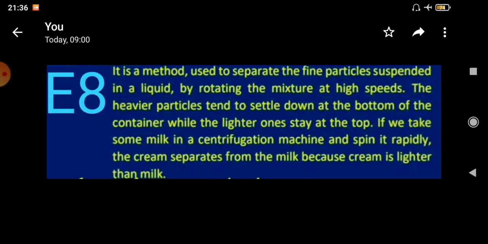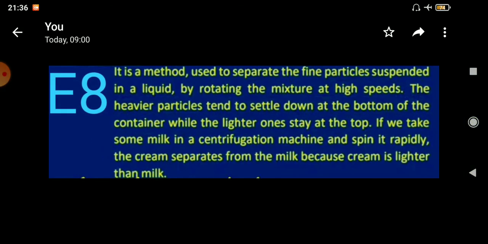The heavier particles tend to settle down at the bottom of the container while the lighter ones stay at the top. If we take some milk in the centrifugation machine and spin it rapidly, this is the example बेटा, यहाँ पे हम लोग example दे रहे हैं कि if we take some milk in a centrifugation machine and spin it rapidly, the cream separates from the milk, because cream is lighter than milk. Okay, so by writing this we are describing the centrifugation method and also giving an appropriate example here.